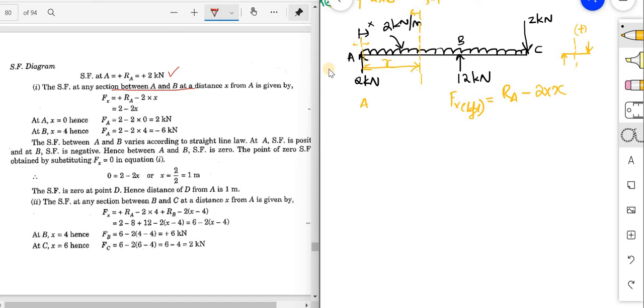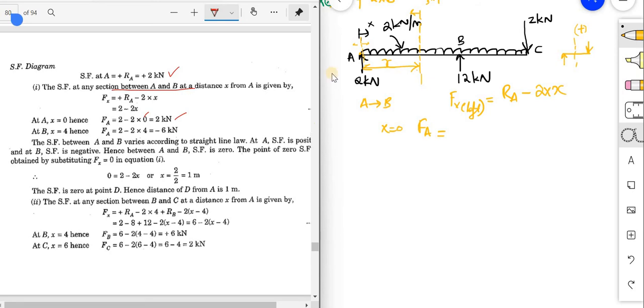This is the equation between A and B. Now X is taken from this side. At X equal to 0, that is at point A, that is FA. I found FA earlier, but again I am substituting here. I get 2 minus 2 into X, with X taken as 0, that is again 2. That is correct.